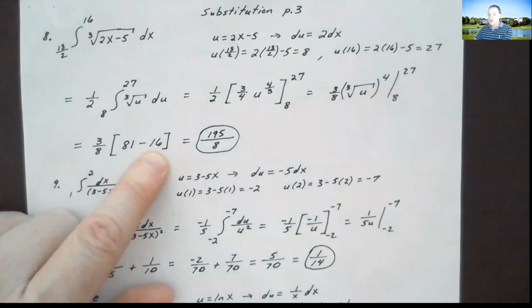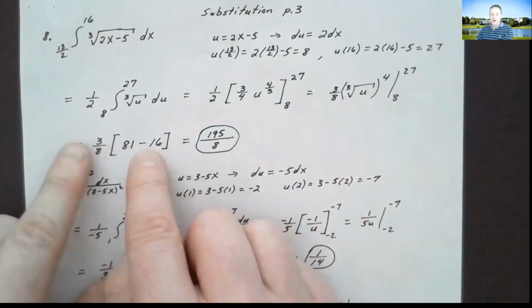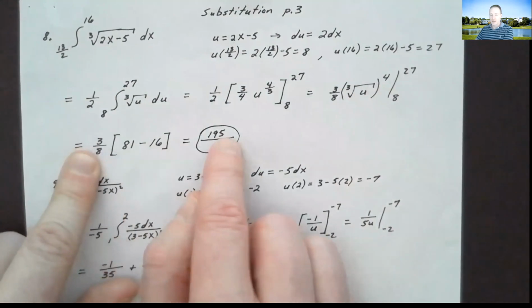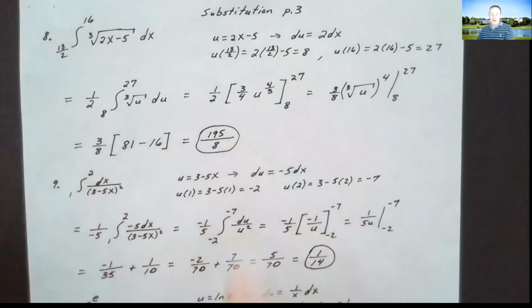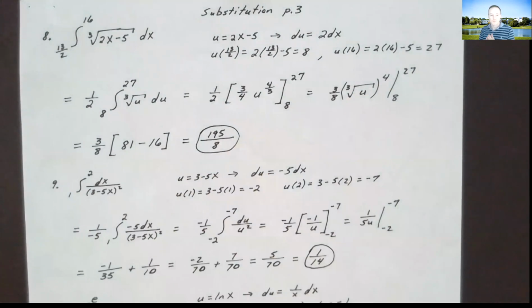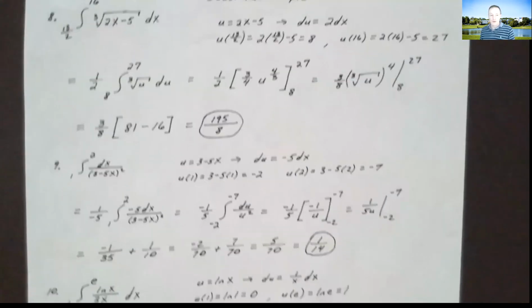81 minus 16 is going to give me a 65. 65 times 3 over 8 gives me 195 over 8 for a nice final answer there. Now for the next one here.